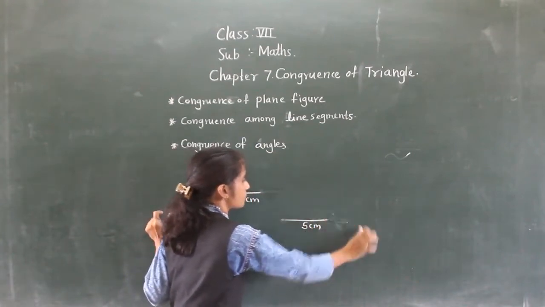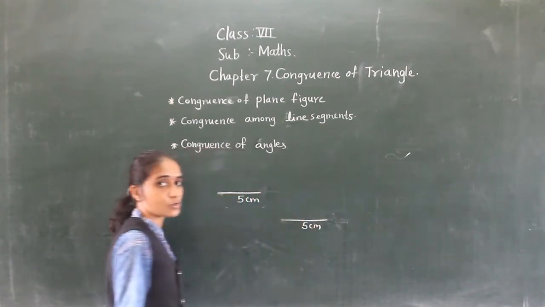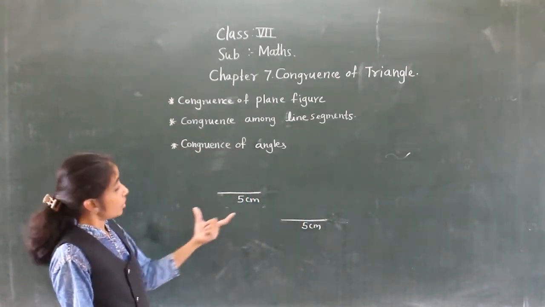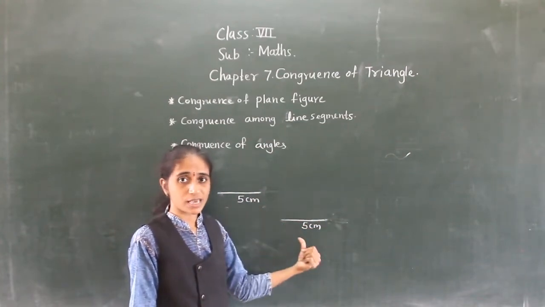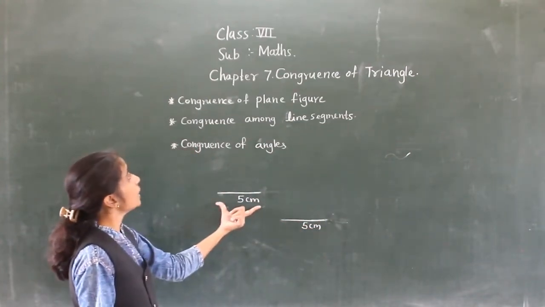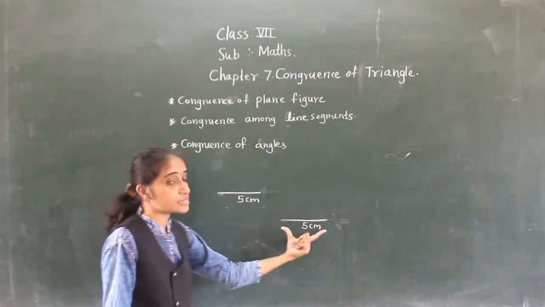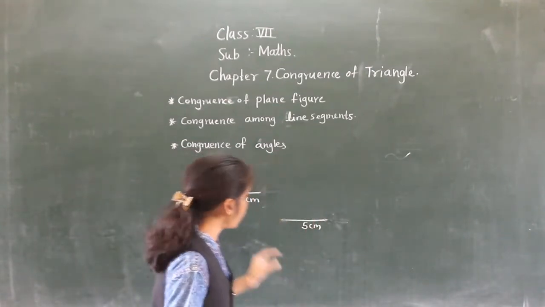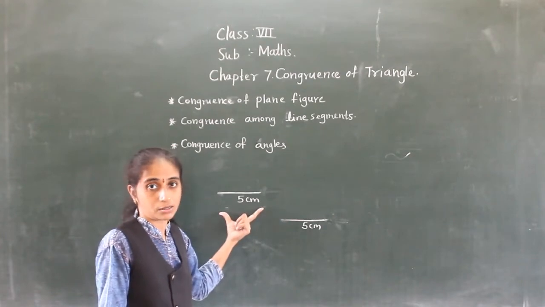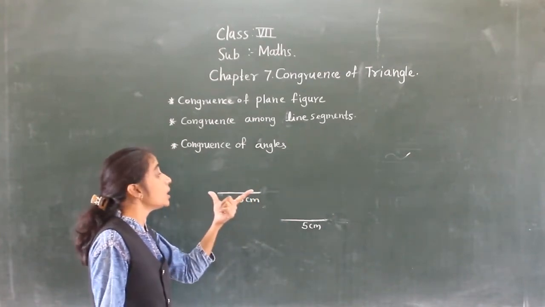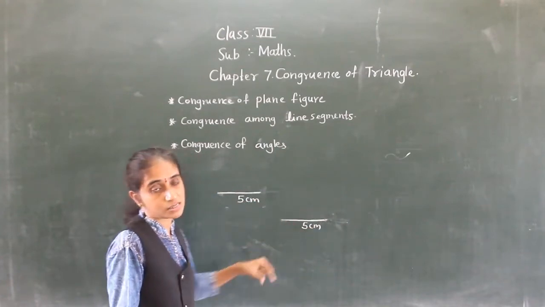Suppose this line segment is also 5 cm. Both of them have the same length. So both the line segments are congruent. Why are both the lines congruent? Because both the line segments have the same length.